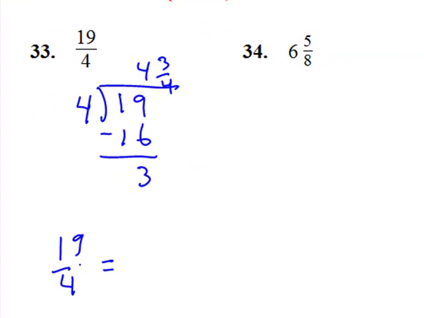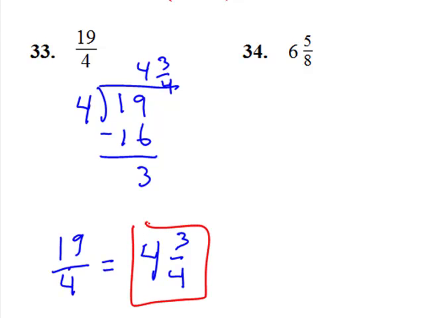Let me write that down here. 19/4 is equivalent to, or equal to, 4 and 3/4. And that's the answer we're looking for. We wrote the improper fraction as a mixed number.